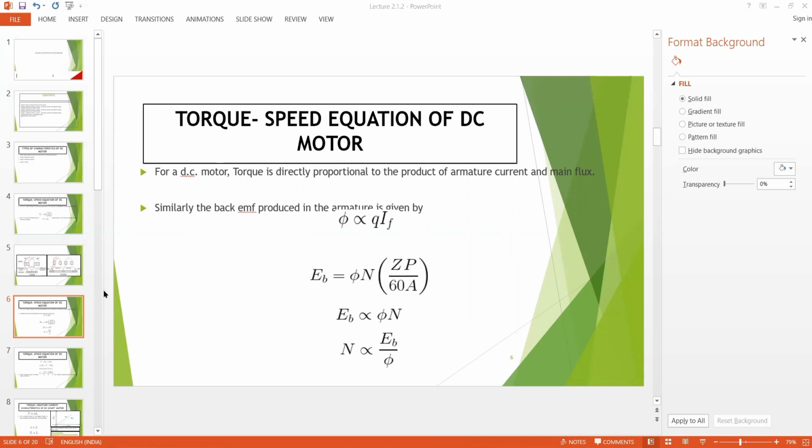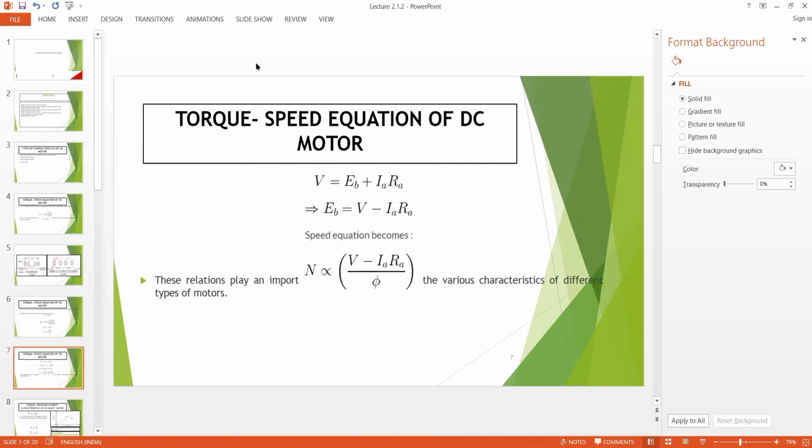And we can easily control the speed once we have the voltage and current. So you can say EB is equal to V minus IaRa. This is the equation I was talking about: N is proportional to V minus IaRa upon phi. So on the basis of these two equations, we will see the characteristics.